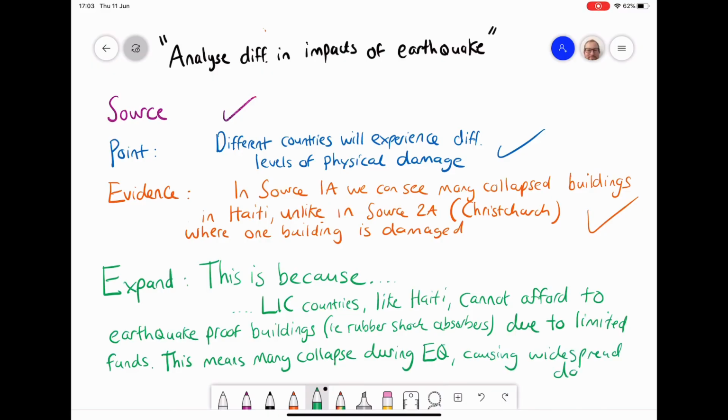I could have also equally made the point saying that HICs like Christchurch have a lot of investment and expertise to be able to make earthquake-proof buildings and therefore have little damage and little physical destruction or deaths in comparison to LIC countries. What I have done there is I've analysed the question, broken it down, but used the source and evidence to back up the points I'm saying, and then applied it to the knowledge I have already got from the course, and this will help me to answer the Analyse question properly.